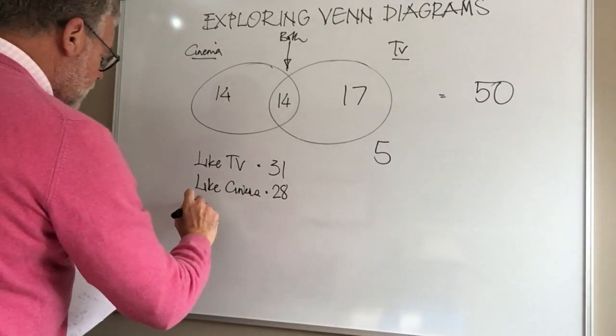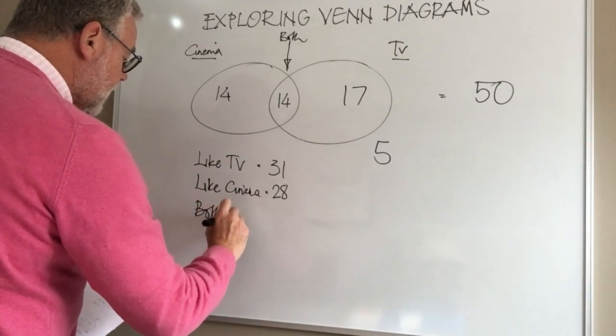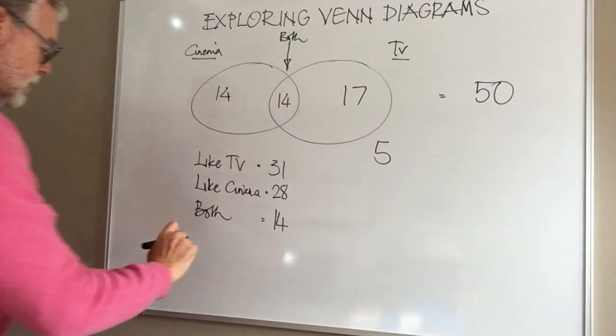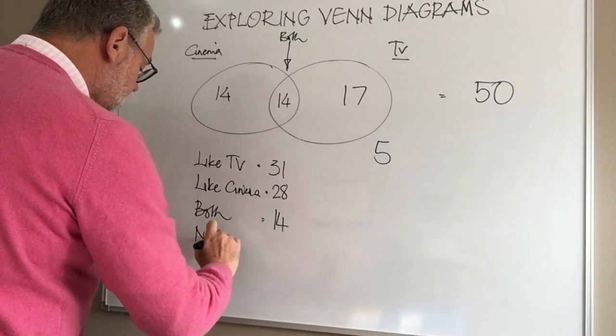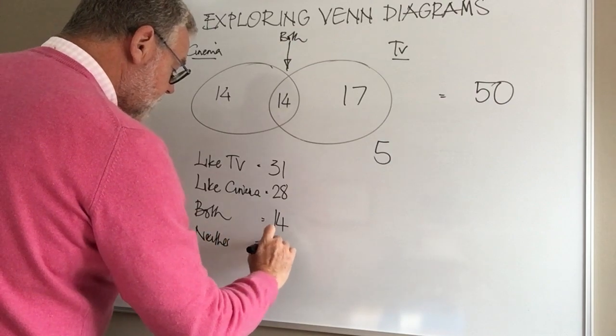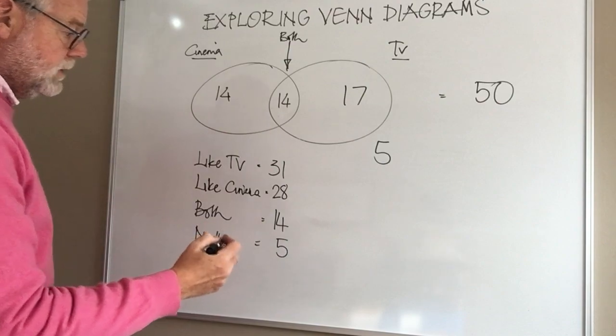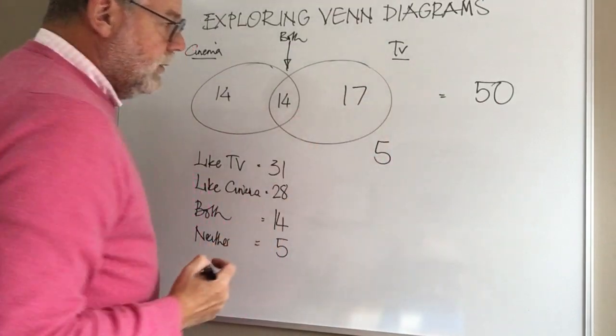And then how many people like both? Well, that's fairly clear for us. And then how many people like neither? Well, there we are. We've got that information as well. Now you'll notice actually if you add it up that way, it comes to significantly more than 50.